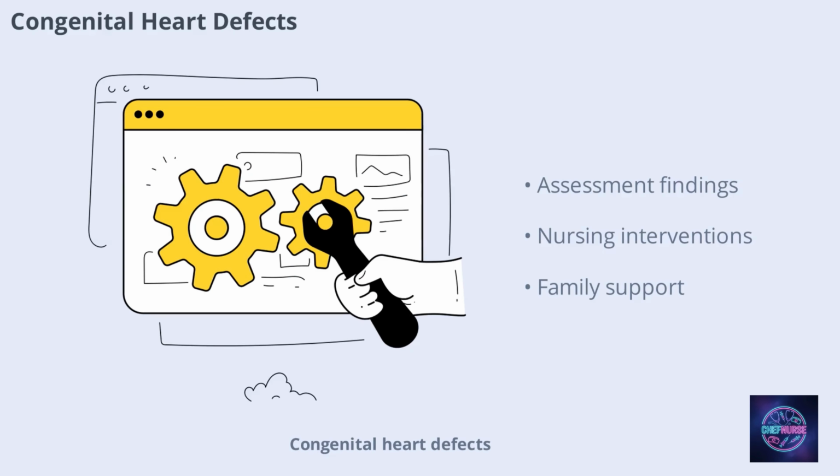Congenital heart defects, such as ventricular septal defect (VSD) and tetralogy of Fallot, are important for the NCLEX. You may be asked about assessment findings like cyanosis, murmurs, or poor feeding. Nursing interventions include monitoring oxygenation, supporting nutrition, and preparing families for possible surgical interventions. Understanding the pathophysiology and recognizing signs of heart failure are key to answering related questions.